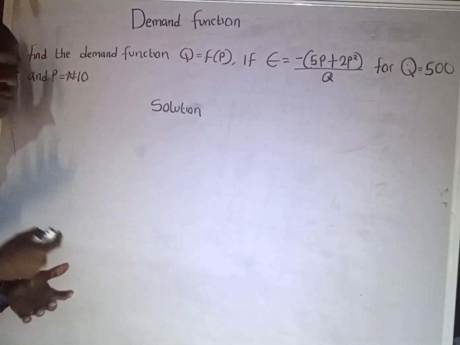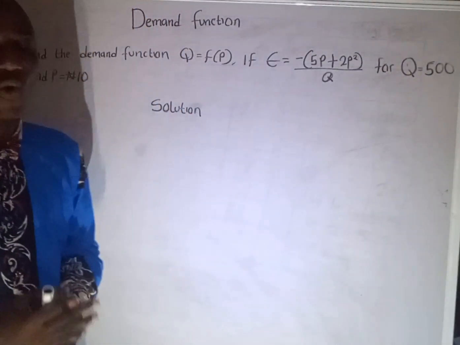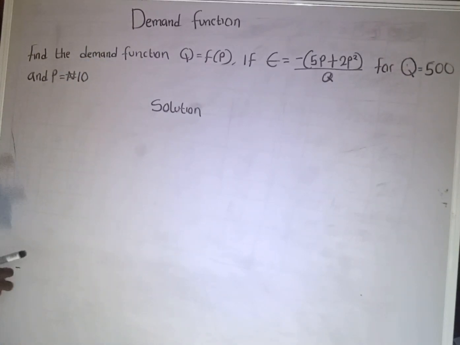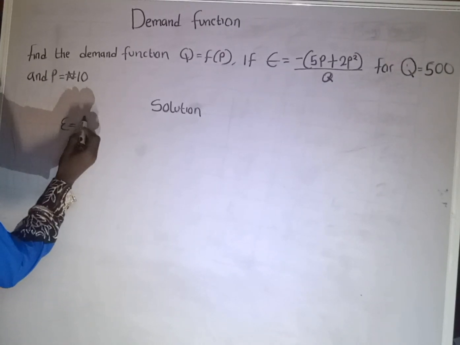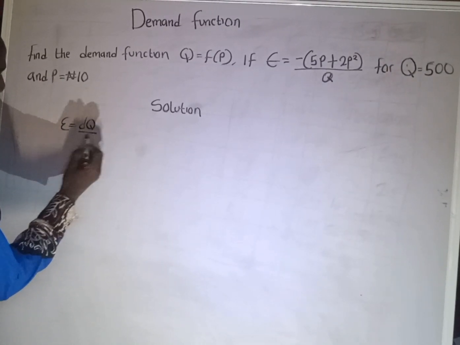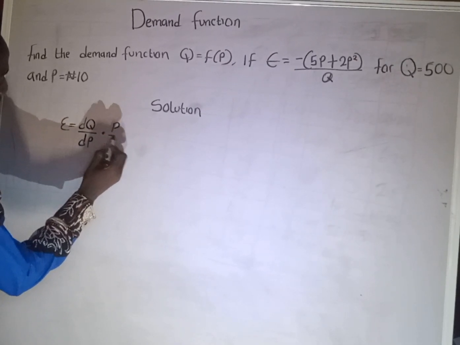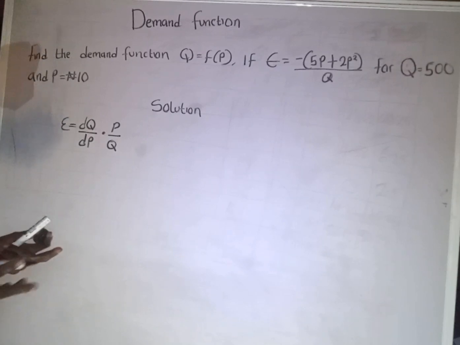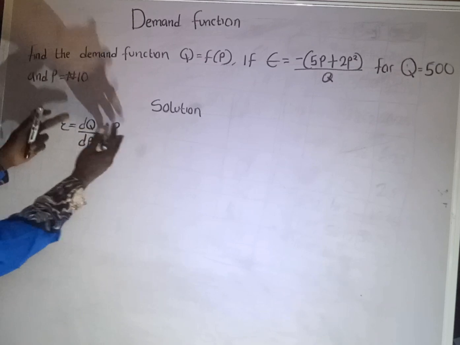Now, before you can proceed to solve this question, you must know the formula of elasticity. Elasticity is given by this equation: change in q over change in p, dot, p over q. This is the typical formula of the elasticity of demand. Let's assume that you are given price and quantity of commodity demanded, and you are told to find the elasticity. This is the typical formula that you are going to be using.